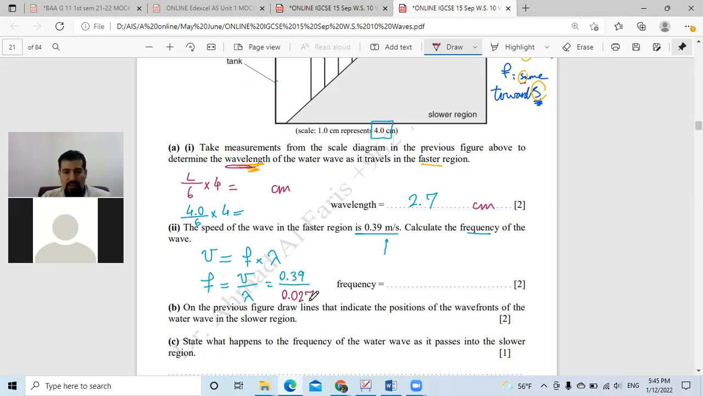It will be 0.027. By using the calculator, 0.39 divided by 0.027 will be 14.4 hertz. Okay, good. Every year they bring a question about this formula: speed equals frequency multiplied by wavelength.